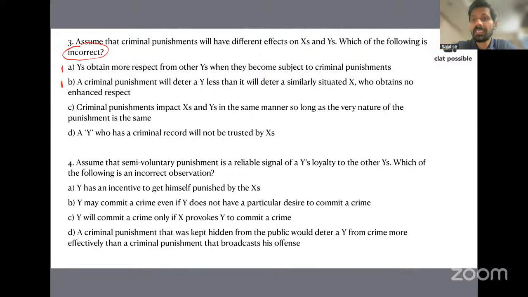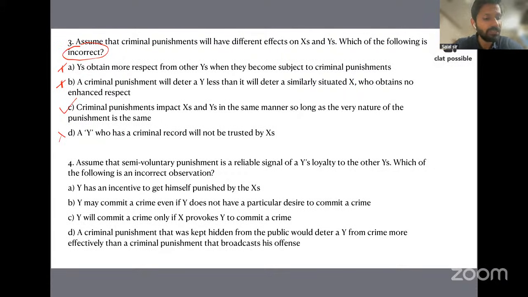C: Criminal punishments impact X's and Y's in the same manner so long as the nature of the punishment is the same. No, they will not impact X's and Y's in the same manner. Y's, when they are criminally convicted, will have respect from their group, but not from X's, because X's control the criminal justice system. So C is incorrect here. D: A Y who has a criminal record will not be trusted by X's. That also aligns. So what is incorrect is C.